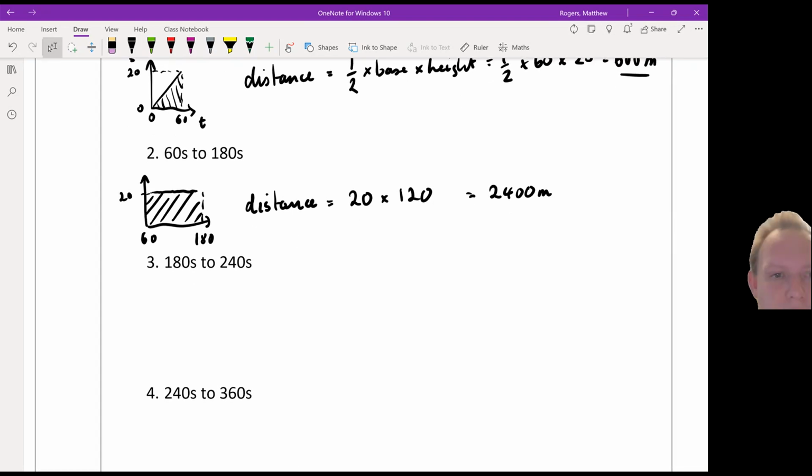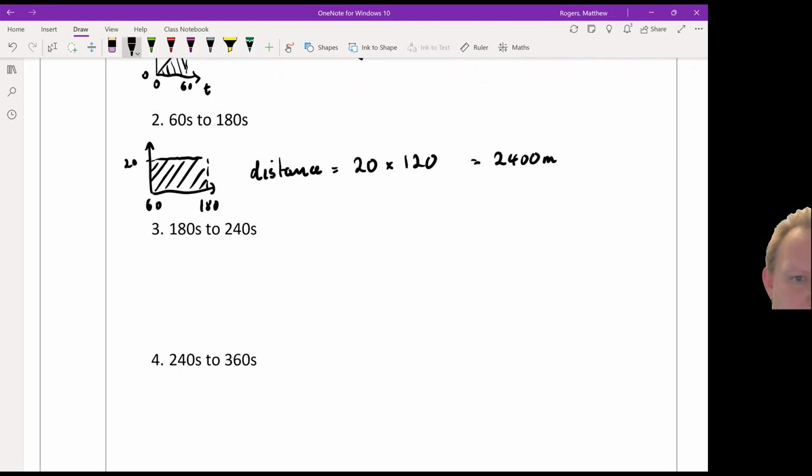Next section, from 180 to 240 seconds. Again, let's do a little sketch. It goes from 20 up to 25 as the time goes from 180 up to 240 on this axis. So this time we want the area of a trapezium.